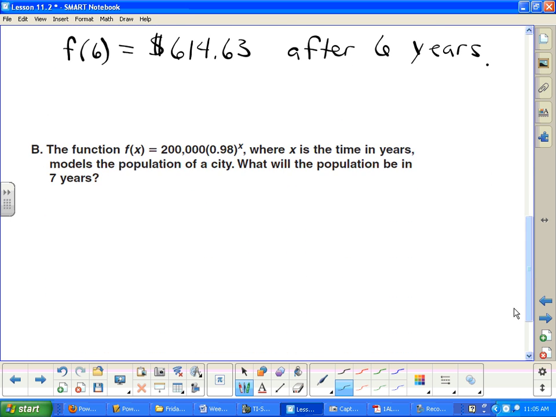Letter B. The function f of x equals 200,000 times 0.98 raised to the power of x, where x is the time in years, models the population of a city. What will the population be in 7 years? Does anybody know what the difference is? If this says 0.98, what does that mean? Ruth, do you know?